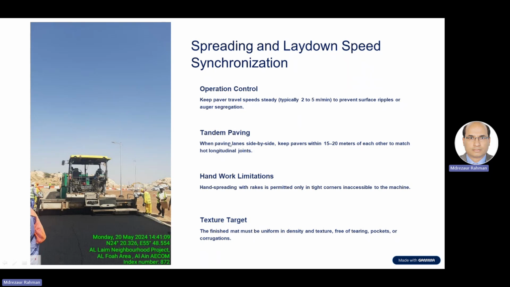Okay, then tandem paving. When paving lanes side by side, keep the pavers within 15 to 20 meters. So this should be done, 15 to 20 meters, 20 meters, we will keep. And wherever the paver cannot access, we can do it in other ways. Okay, this is acceptable as per our acceptance. Go for the next.